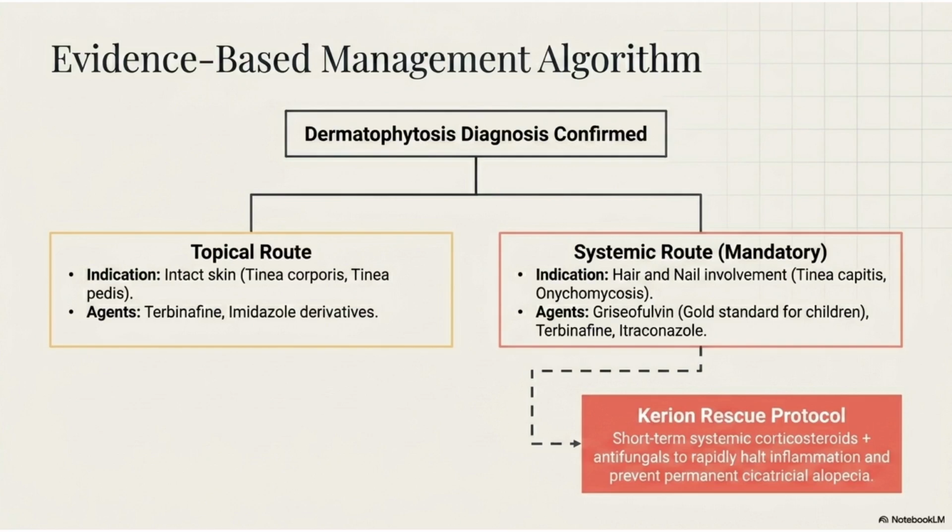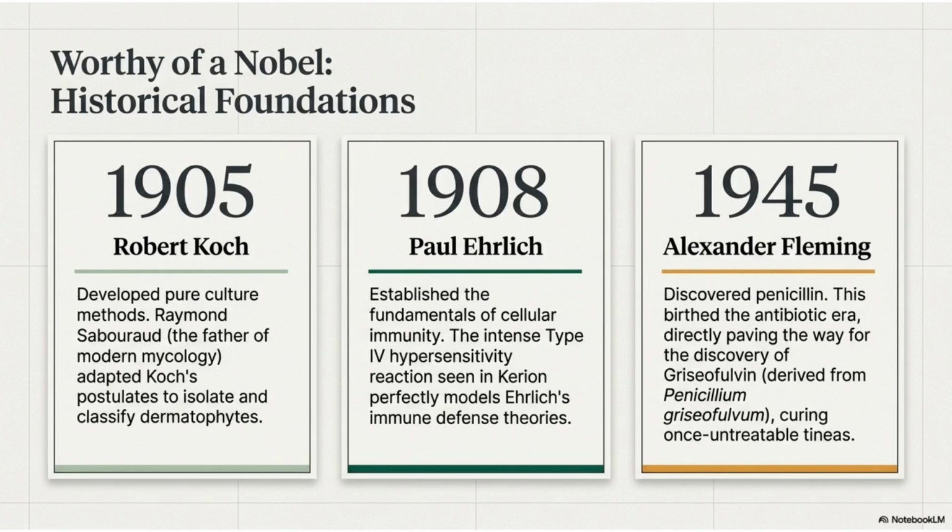And a brilliant French dermatologist named Raymond Sabouraud recognized the power of Koch's solid media. Sabouraud, who is universally recognized as the father of modern medical mycology, took Koch's methods, modified the agar to make it acidic and sugar-rich, and used it to systematically isolate, culture, and methodically classify the dermatophytes in the late 1800s. Koch built the laboratory framework. Sabouraud used it to map the fungal kingdom. That is a phenomenal connection. Next on the Nobel list is Paul Ehrlich, who won in 1908 for his foundational work in immunology.